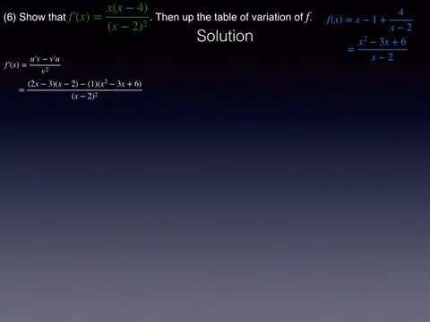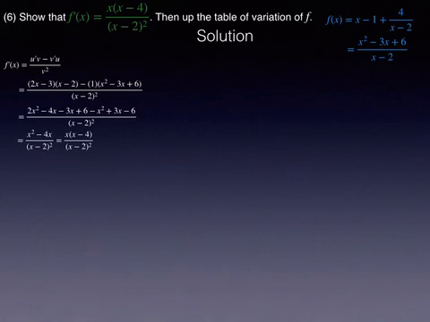So replace u prime, which is 2x minus 3, times x minus 2, minus 1 times x squared minus 3x plus 6. Then simplify over v squared. Now expand and reduce the numerator expression, and you will get x squared minus 4x over x minus 2 squared. Then take x as a common factor in the numerator expression, so you will get x times x minus 4. As homework, draw the table of variation and try to do parts 7, 8 and 9.